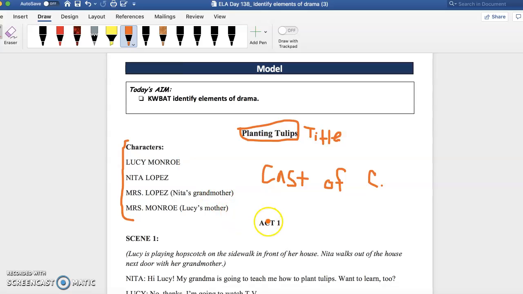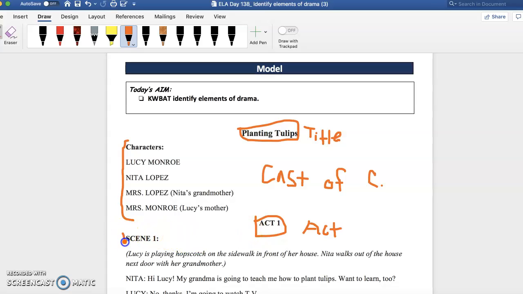Now, the next thing that I'm going to pick out is my act, right? I know that this is Act 1, and so this is basically going to set the scene up. It's going to set the play up. Act 1 is pretty much going to tell me what my setting is and the problem of the story of the play. Because a play is pretty much a story being just performed, right?